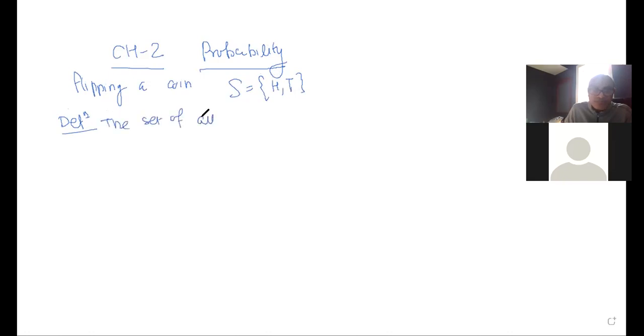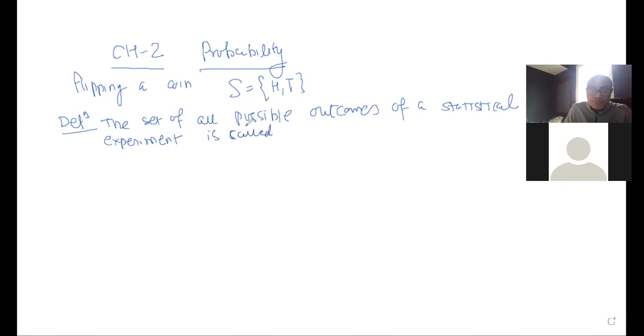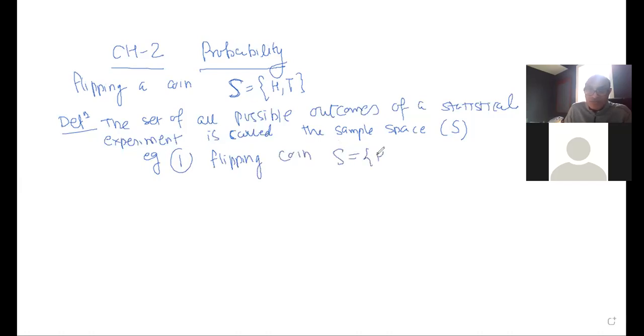the set of all possible outcomes of a statistical experiment is called the sample space. And that is denoted by, as I told you, capital S. And that's the reason I denoted the sample space here by capital S. So flipping of a coin, as I told you, is one of the examples. So the first example, just the repetition: flipping a coin, S is equal to {H, T}.